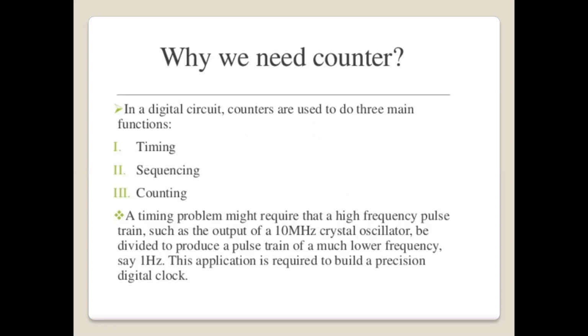Why do we need a counter? Mainly there are 3 functions: timing, sequencing, counting. Timing: suppose we have a high frequency pulse train from a 10 megahertz crystal oscillator. We want to divide that 10 megahertz into a much lower frequency, say 1 hertz. It is possible by using a counter. So we use this timing to build a precision digital clock.